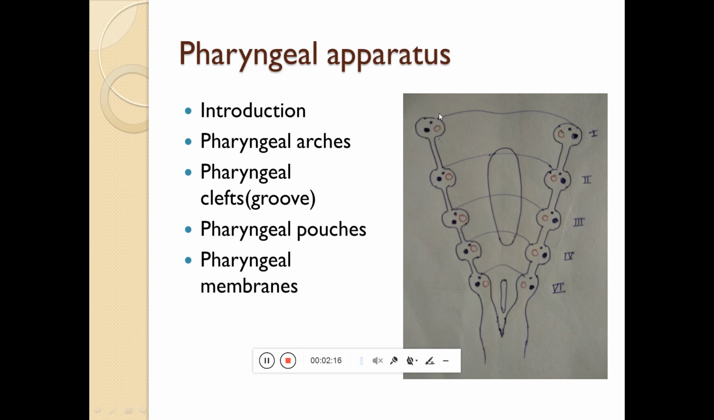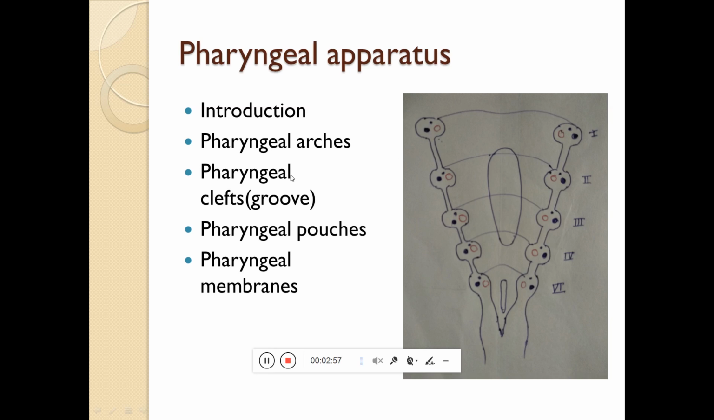Developmentally, initially there will be six pharyngeal arches: first, second, third, fourth, fifth disappears, and sixth. So out of six only five will remain, since the fifth disappears. So pharyngeal arches 1, 2, 3, 4 and 6 will be present. From these arches, three structures mainly develop: the pharyngeal arch artery, pharyngeal arch cartilage, and muscles and their related nerves.